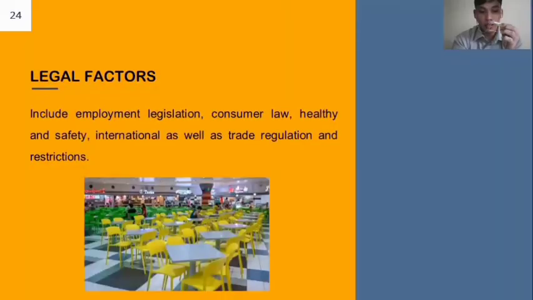So the next factor is legal. Here, the legal segment centers on how the court influences business activity. Organizations must understand what is legally allowed within the territories they operate in, and they must also be aware of any change in legislation and the impact this may have on business operations. Factors include employment legislation, consumer law, health and safety, internationalization, as well as trade regulation and restrictions.